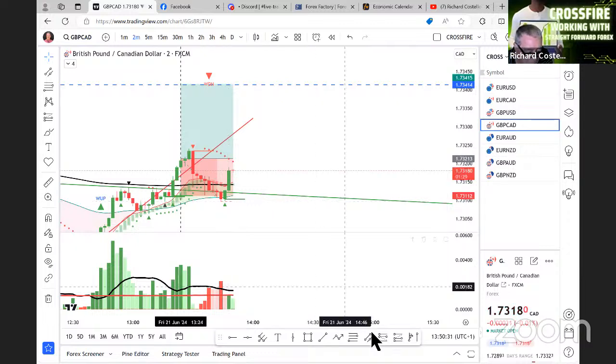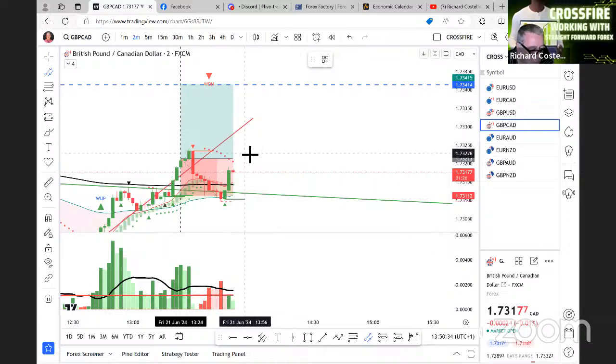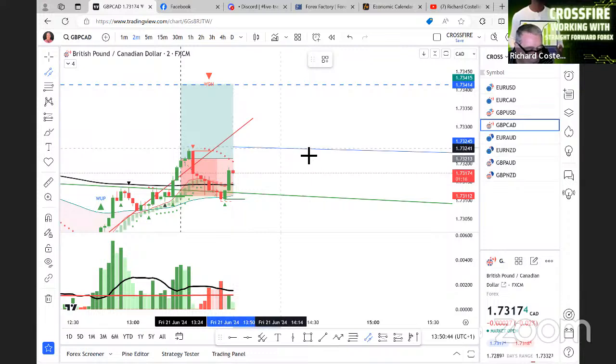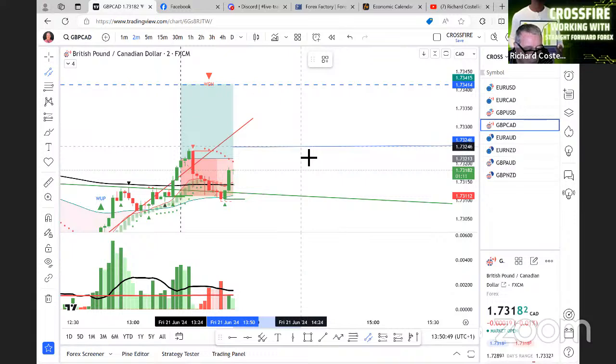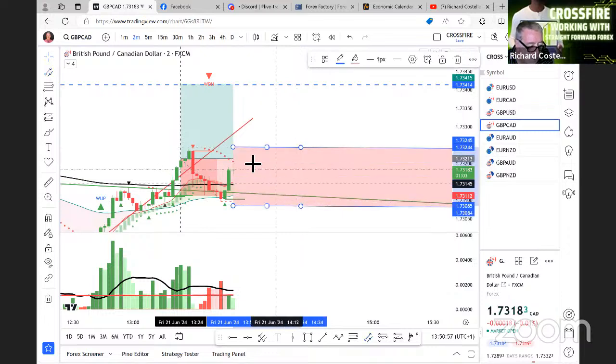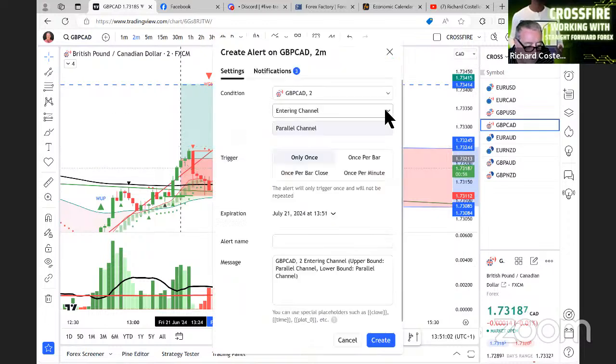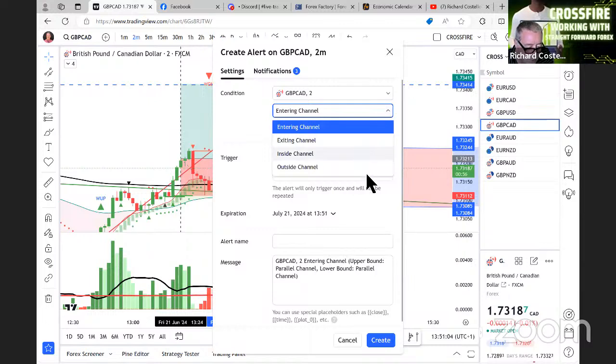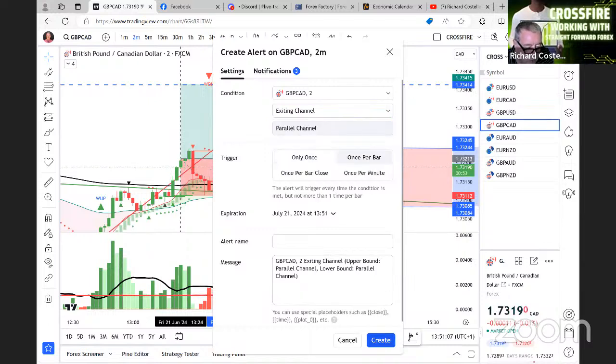So let's place that. I really want price certainly to be above that high there. And if I put that there, get that horizontal, and then drag it down, I need to be below that. So there's an alert, exit the channel once per bar, create.